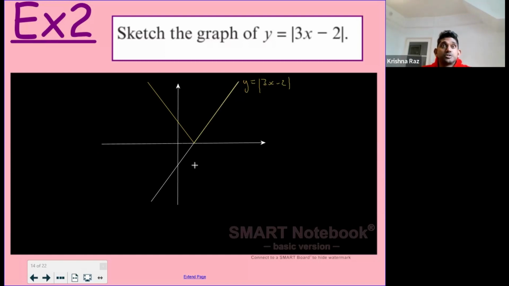That's what the modulus of a graph is. If y is the modulus of x minus 2, y is always positive. So remember, y is the height of the graph, x is the width. So the height of the graph is always positive.